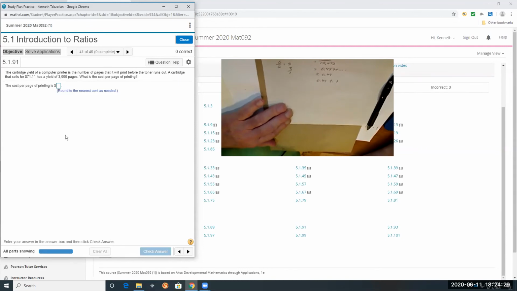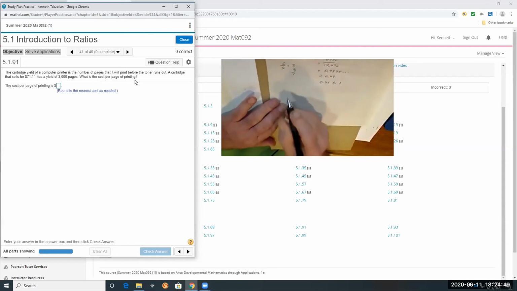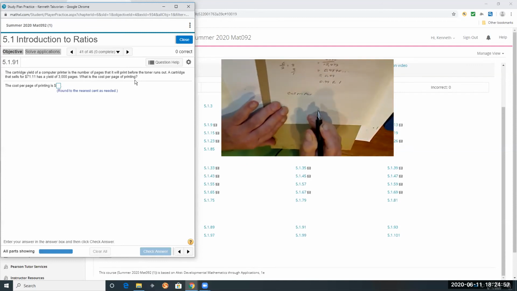The next problem. The cartridge yield of a computer printer is the number of pages that it will print before the toner runs out. A cartridge that sells for $71.11 has a yield of 3,000 pages. What is the cost per page of printing? Cost per page. Basically, we're asking for the unit pricing. What is the unit cost per page?